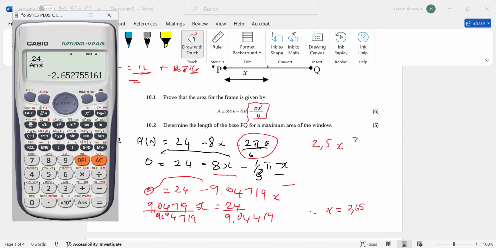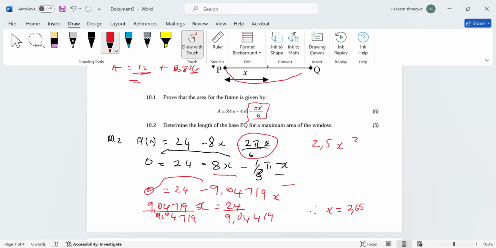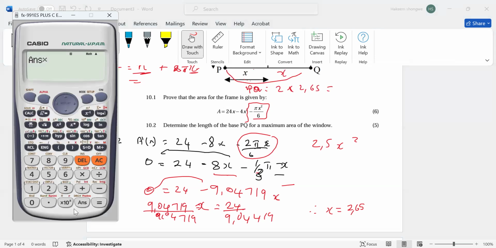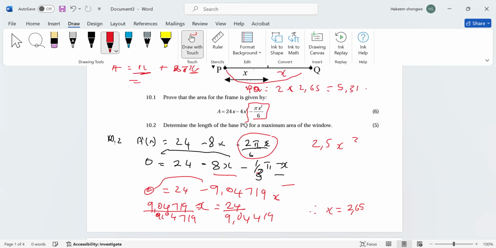Basically, they wanted the length from here to here. So we get x to be 2.65. Then it means PQ, I want to times it by 2. It is going to be equal to 2 times x, because it's going to be x and x. And then it's 2 times 2.65. And then we can say multiply by 2. And it gives us 5.31.